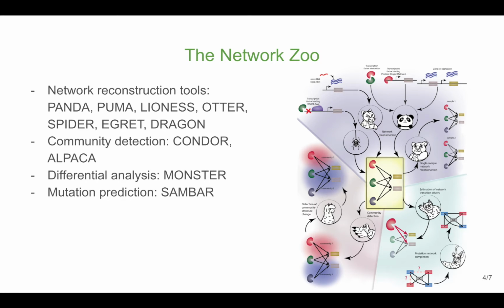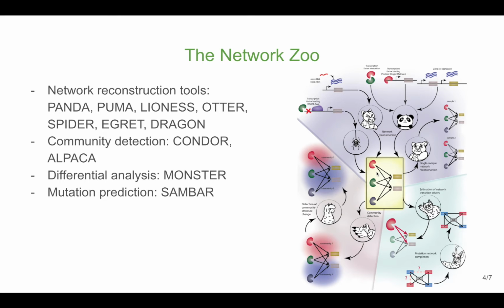The Network Zoo itself is a set of tools that allow to infer a bipartite gene regulatory network that links, on one side, regulators such as microRNA and transcription factors to their target genes. We call this the Network Zoo because the animals, the tools that we've been using are called after animals. For network reconstruction, we've been using tools such as panda, lioness, puma, and spider.